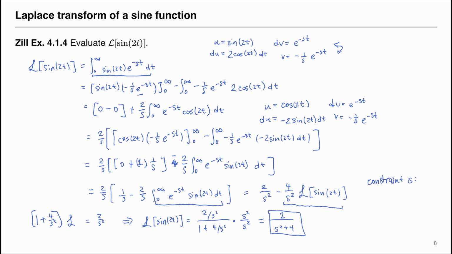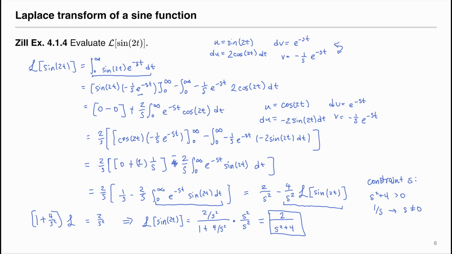If we just look at the result, we would say that s squared plus 4 must be greater than 1, which is always true for all the s's. But if we look at the derivation, we have places where we have 1 over s. So that gives us that s cannot be 0.